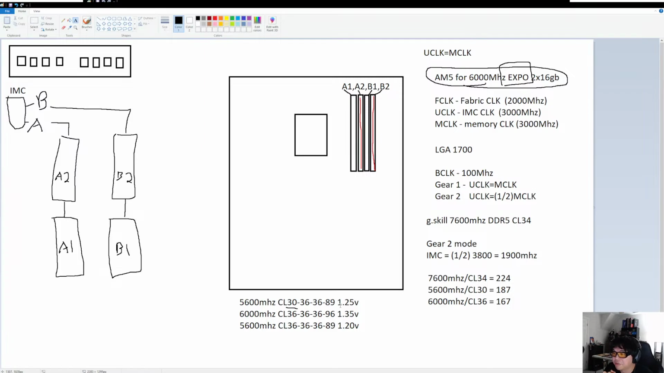36, 46, 121. Is that actually memory? You'd have to run TestMem5 to tell.